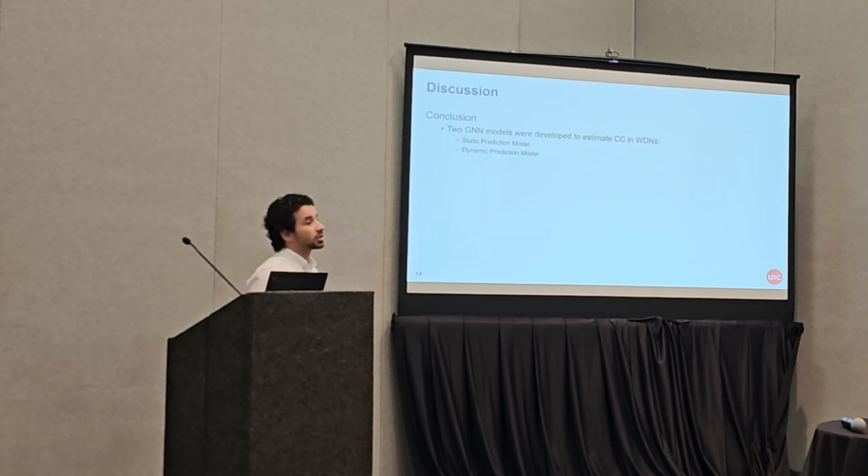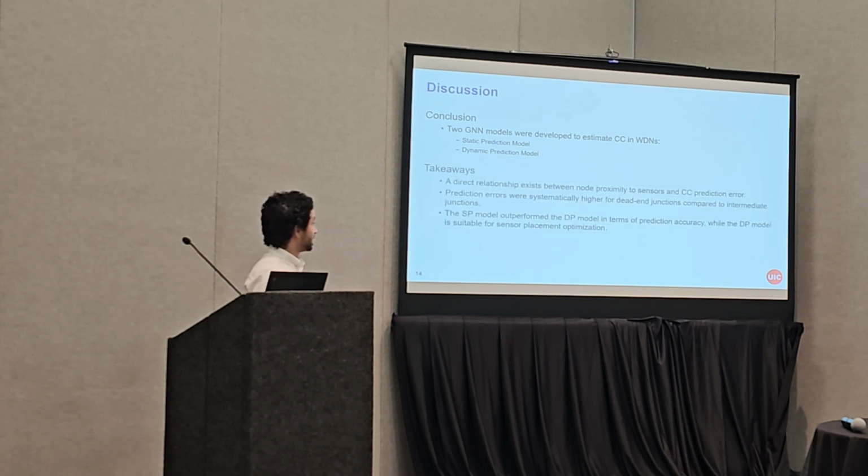So in conclusion, two models were developed in this study, namely the static and dynamic prediction. The main takeaway was that a direct relationship exists between the node proximity and the error. There are also systematically higher errors for the dead-end junctions, and the static prediction model outperformed the dynamic prediction in terms of accuracy, but the dynamic prediction model is suitable for sensor placement optimization. Our next step is to account for the dynamic behavior of clean concentration by applying the temporal graph neural network.